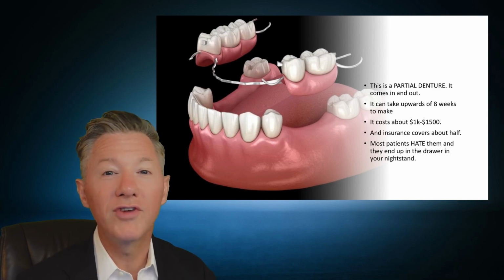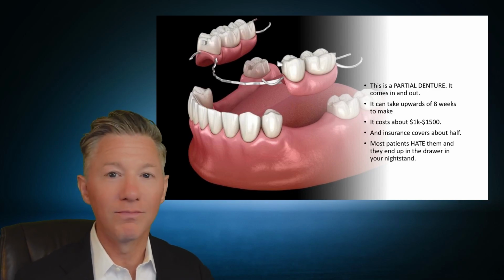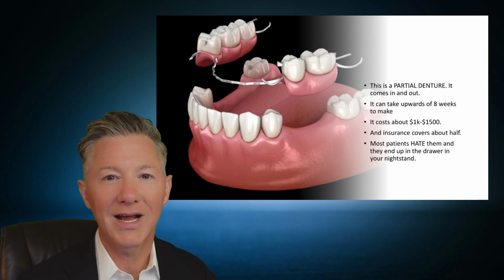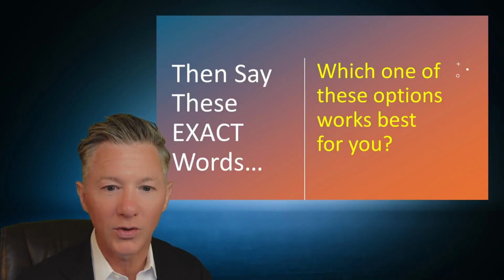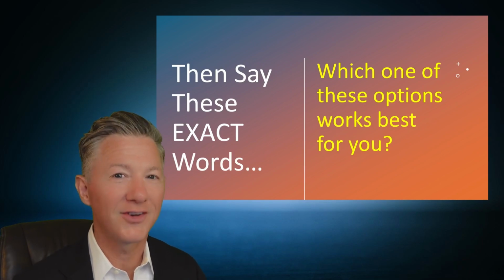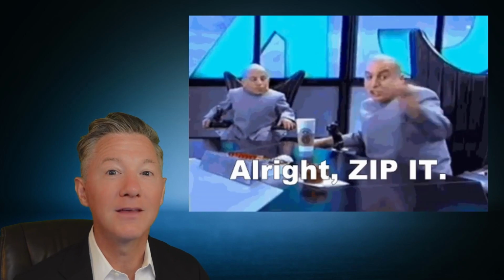Then once you've gone over those options, see that took me 2 minutes, 3 minutes max, right? To do this. Once you've gone over those options, then you say these words, say these exact words. Which one of these options works best for you? And then you zip it, right? You button it and you listen.